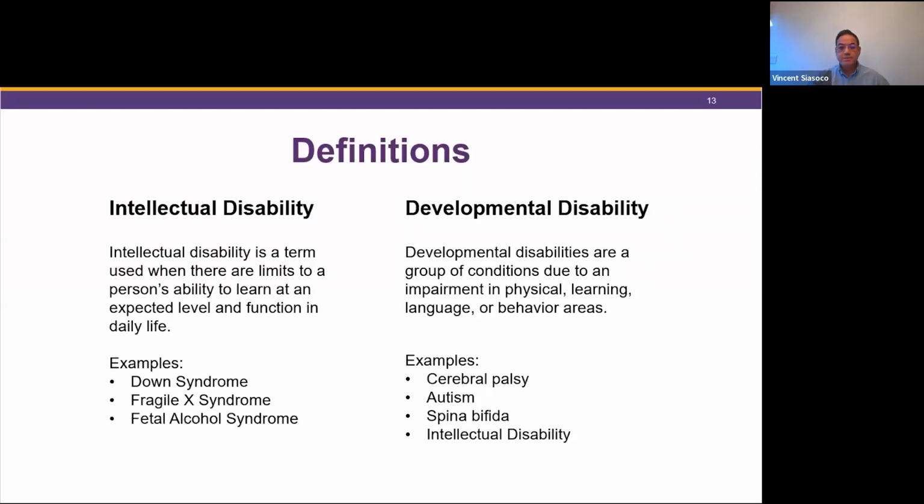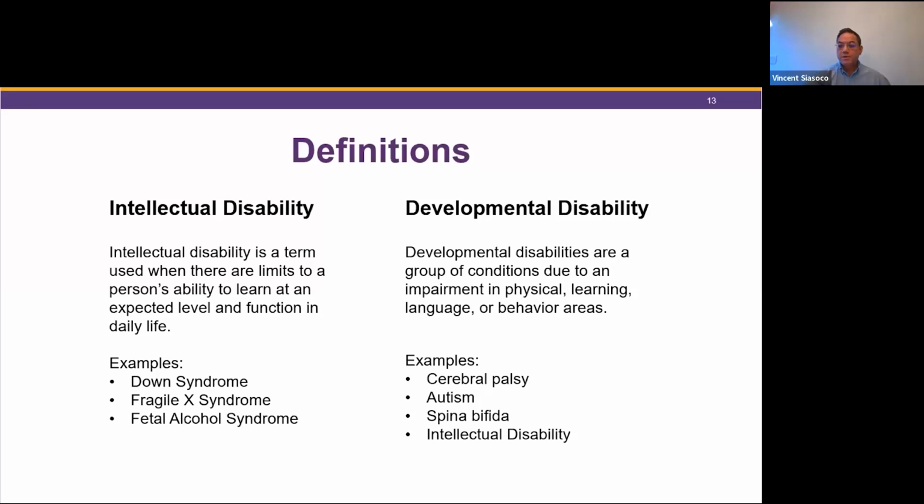A developmental disability is a group of conditions due to an impairment in physical, learning, language, or behavior areas. Some examples include cerebral palsy, autism, spina bifida, and intellectual disability. Cerebral palsy is the most common motor disability in childhood. Based on CDC rates, 1 out of every 36 children is now diagnosed with autism.